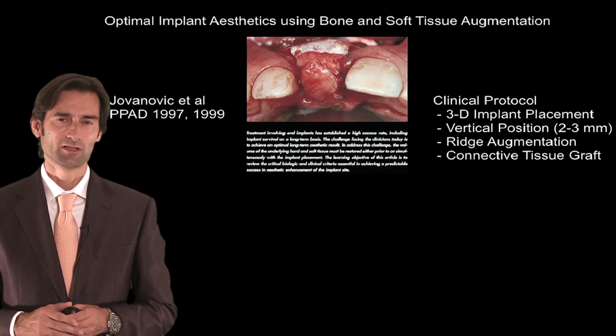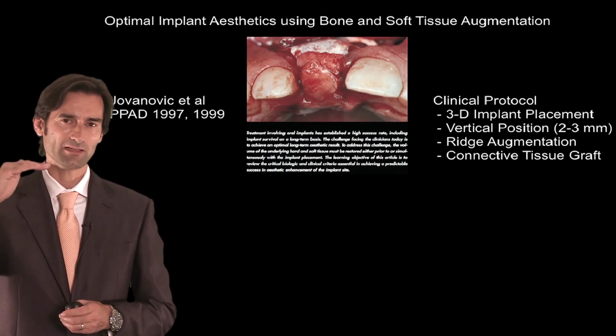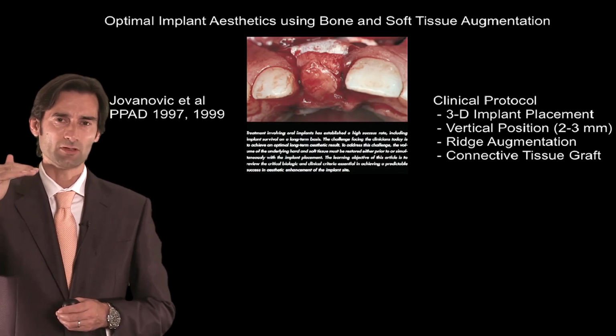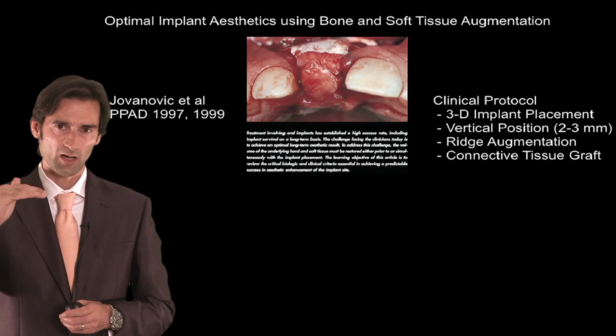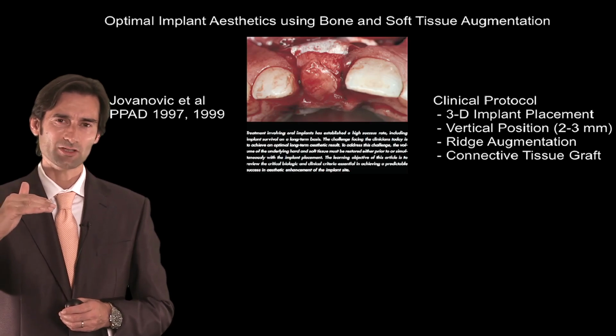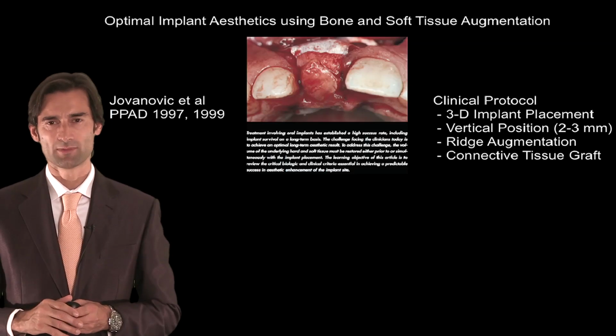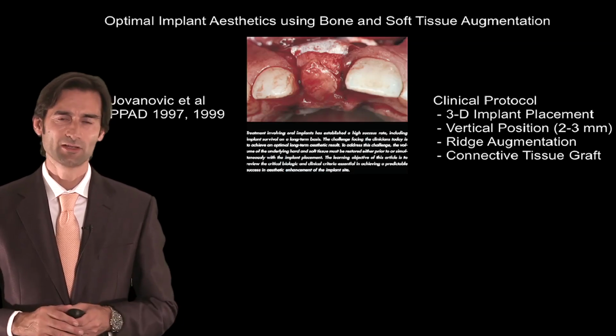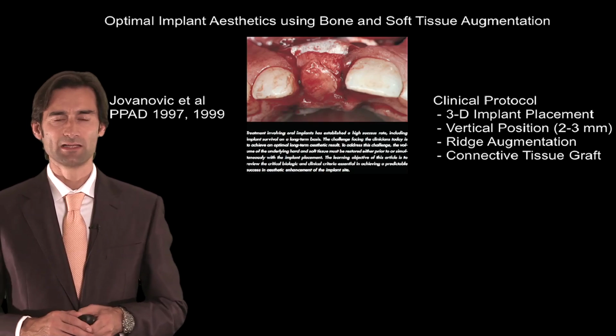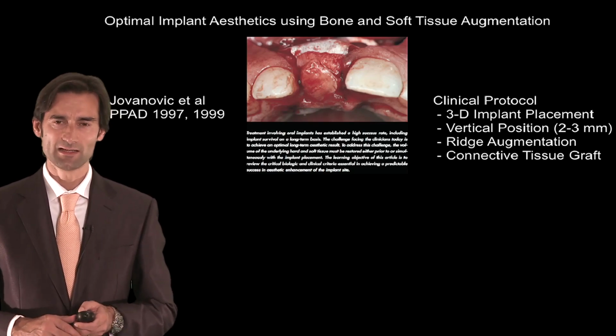soft tissue. So the clinical protocol calls for 3 steps. One is optimal implant position, often a bone augmentation, and or a connective tissue, soft tissue augmentation. And that's the protocol. And you can find these papers in the PPAD in 1997 and 1999.